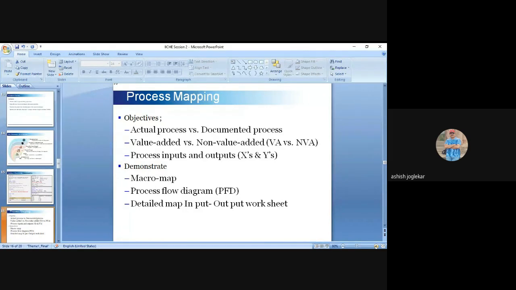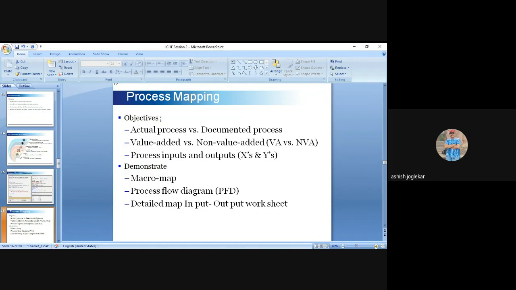Let us say a simple example. You are preparing a cup of tea. So the documented process will be: take a utensil, take 1 cup of water, put 2 tablespoons of sugar, 1 tablespoon of tea, put ginger or masala, mix all three together, put it on the gas. Then once it boils, strain it using a strainer, add milk as per requirement, and the tea is ready. That is the documented process.